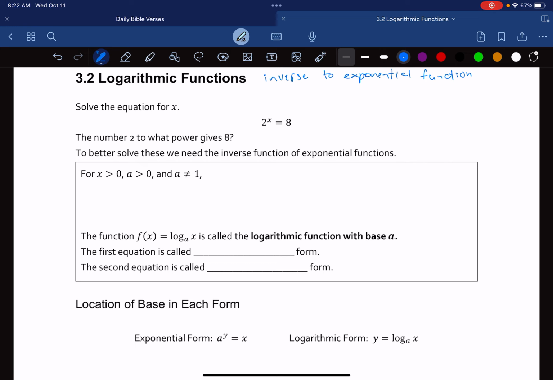Let's look here at the very first thing. It says the number 2 to what power gives 8? That's essentially what's being asked here with this 2 to the x equals 8. And the answer is x equals 3. So 2 to the 3 equals 8. That one's not too difficult to solve, but some of these can be quite a bit more difficult to solve. And so we need to come up with a way to do that, and enter the logarithm, which is going to be the inverse of that exponential that we just tried to solve there.